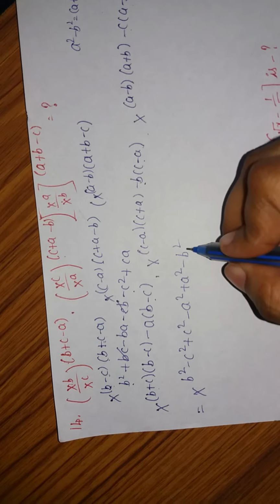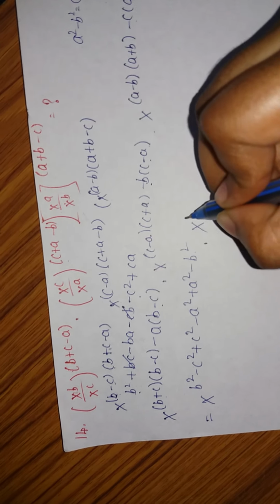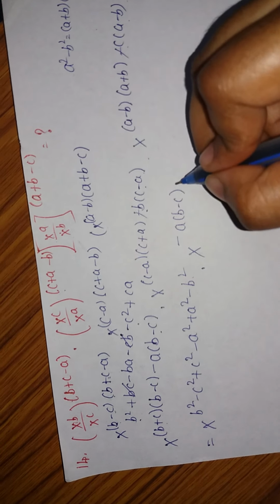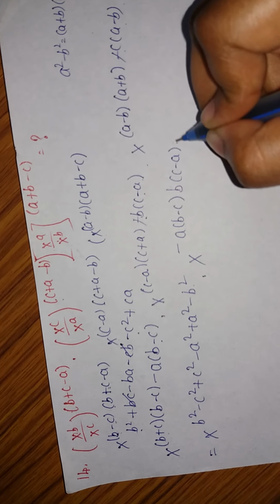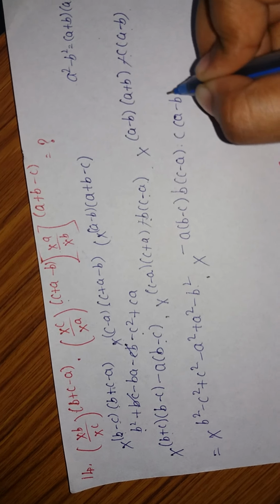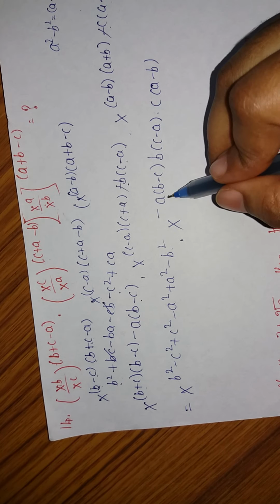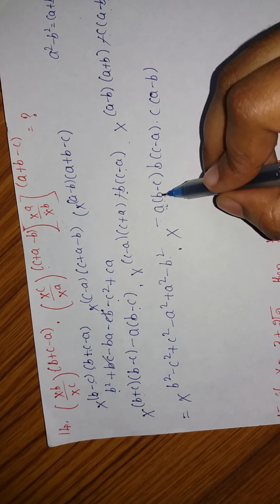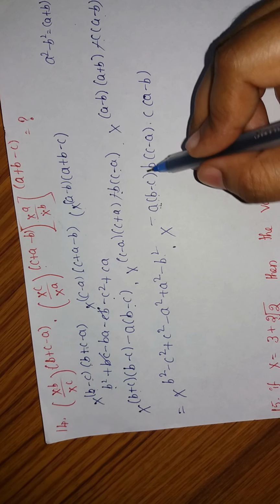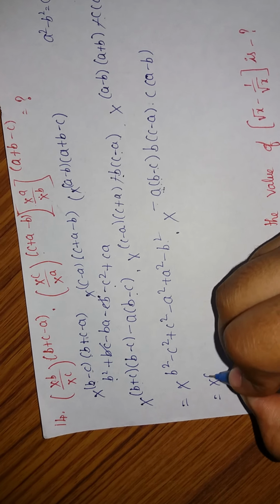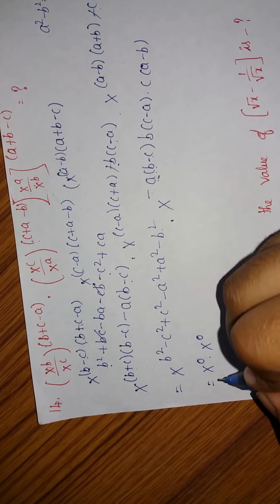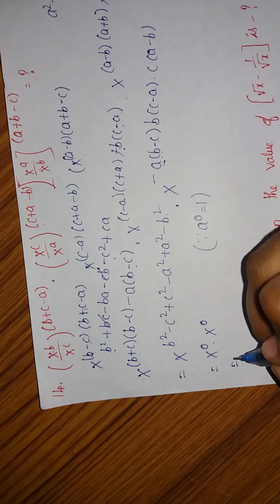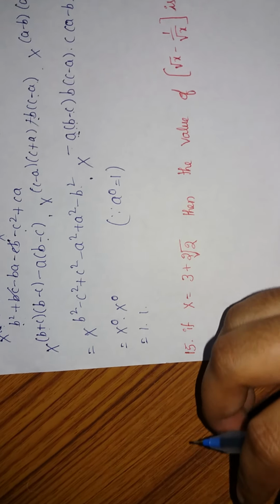So all these get cancelled. In the same way, x power minus a of b minus c, and these two minus terms get cancelled, minus b of c minus a and minus c of a minus b. So minus ab and then minus ab plus ac, by solving this also both get cancelled and we can get an answer x power 0 into x power 0. So we know that anything to the power of 0 is 1. So by solving this we can get an answer as 1.